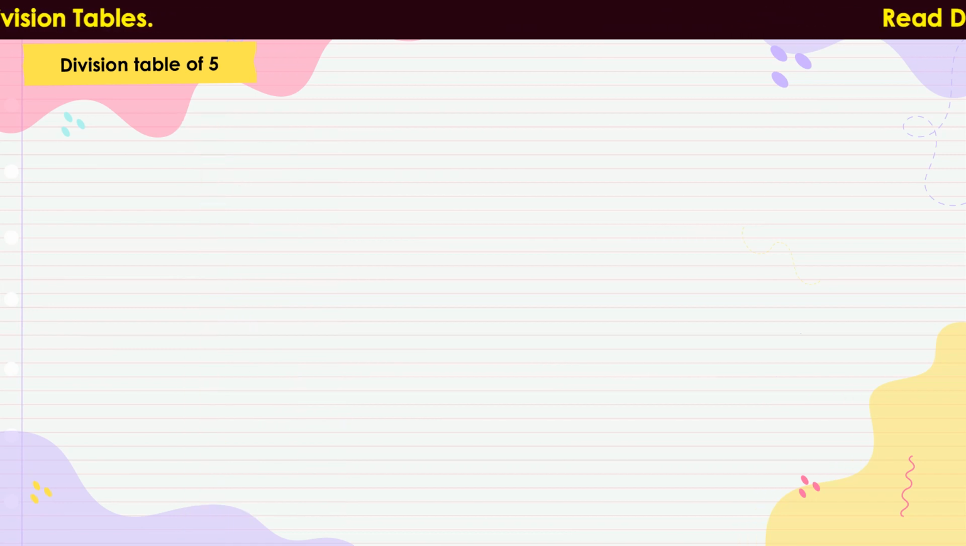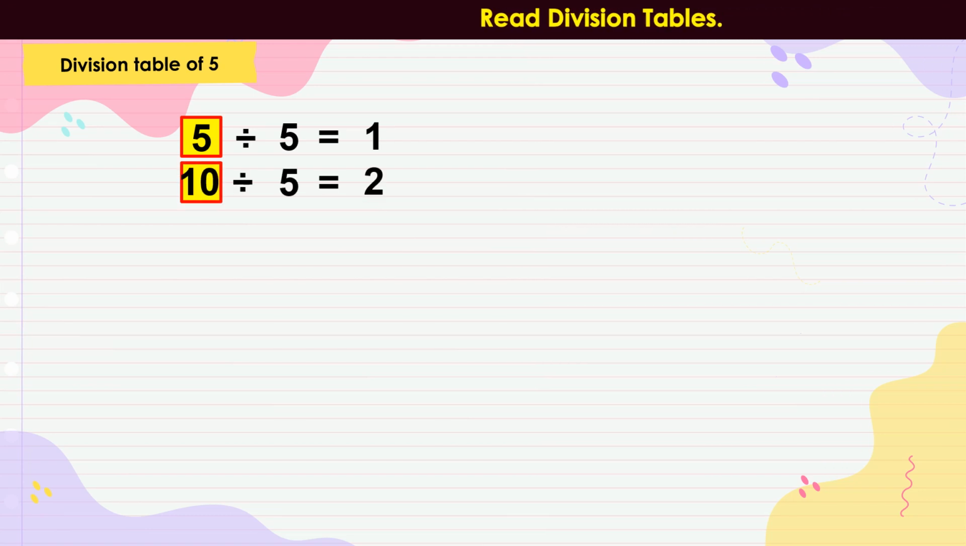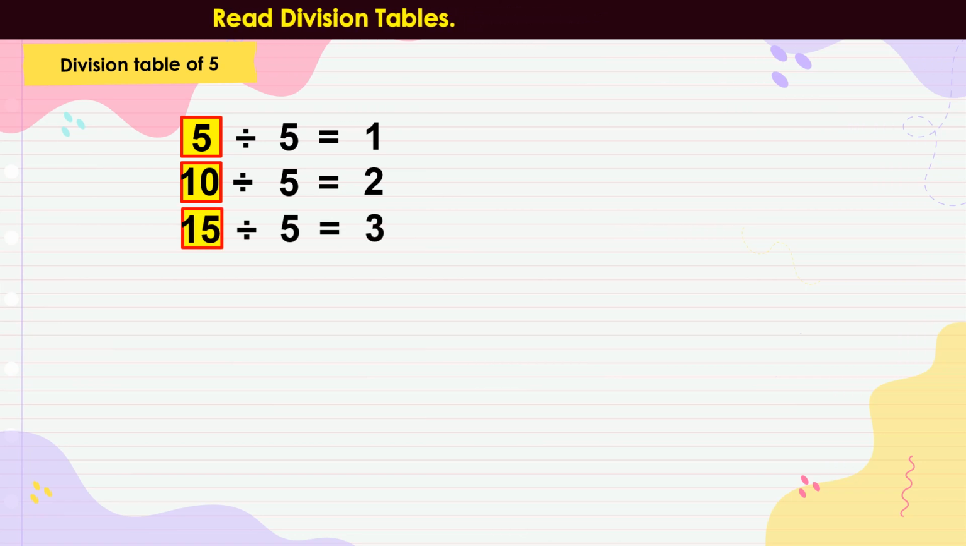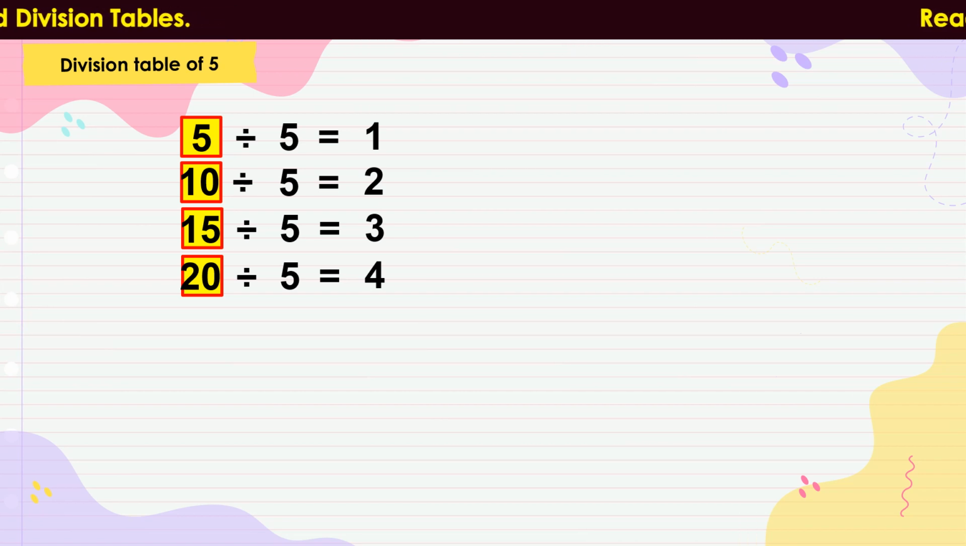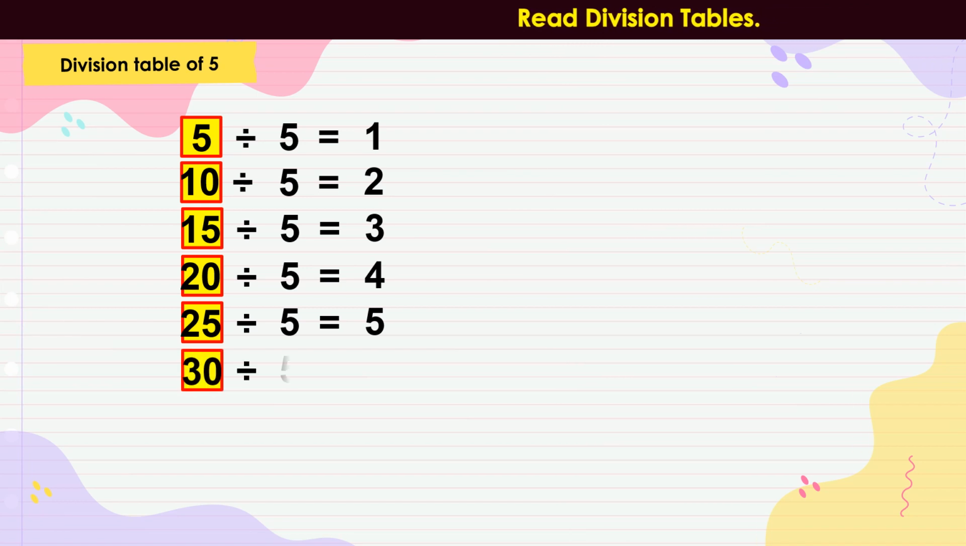Let's read our division table of 5. 5 divided by 5 is equal to 1. 10 divided by 5 is equal to 2. 15 divided by 5 is equal to 3. 20 divided by 5 is equal to 4. 25 divided by 5 is equal to 5.